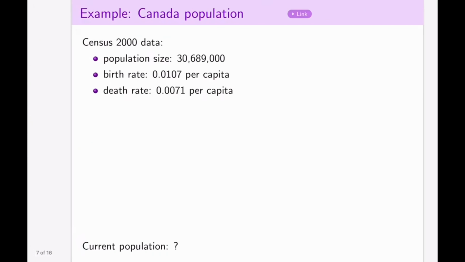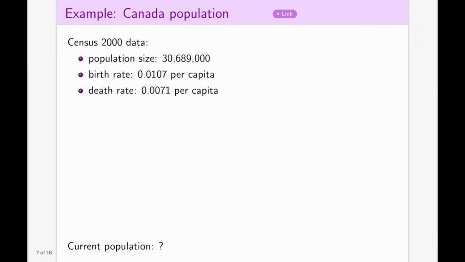Let's take a look at real Canadian population data. We're going to take the census of 2000. We're going to build a model based on that information, and then we're going to predict the population for the current year based on our model. So I'm going to start with the population size in 2000 being 30,689,000. So this is going to be my P of 0.